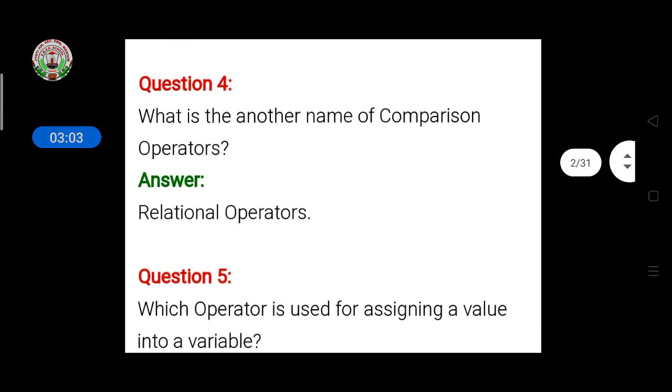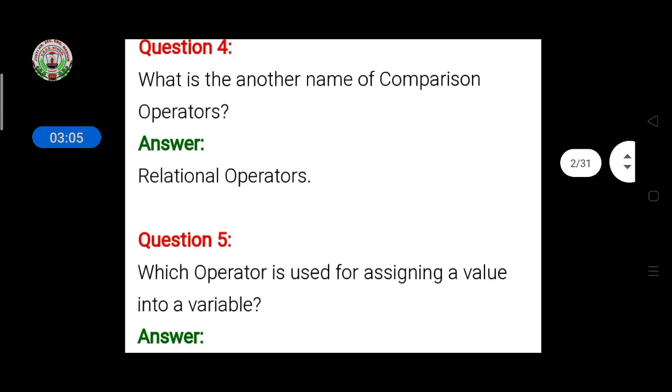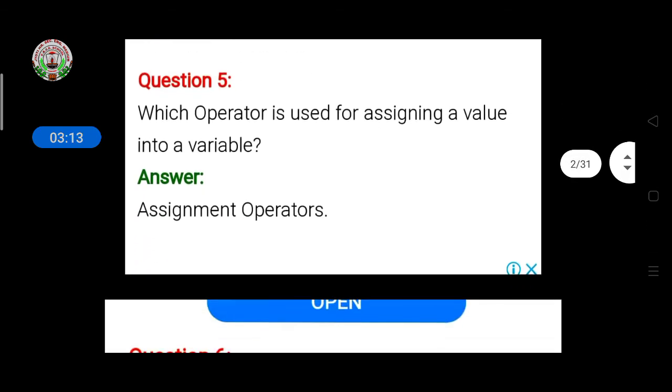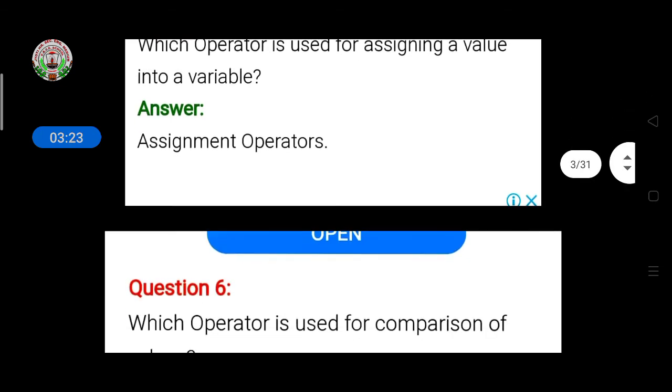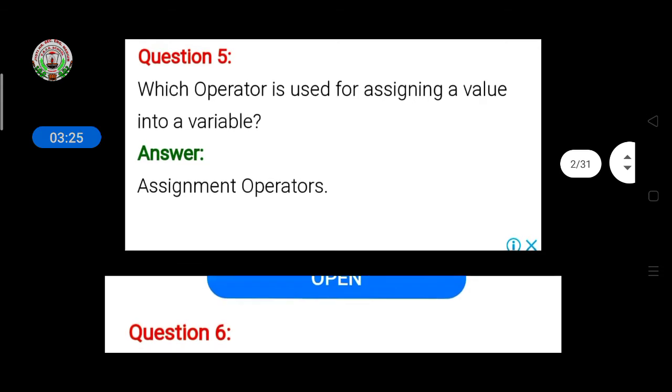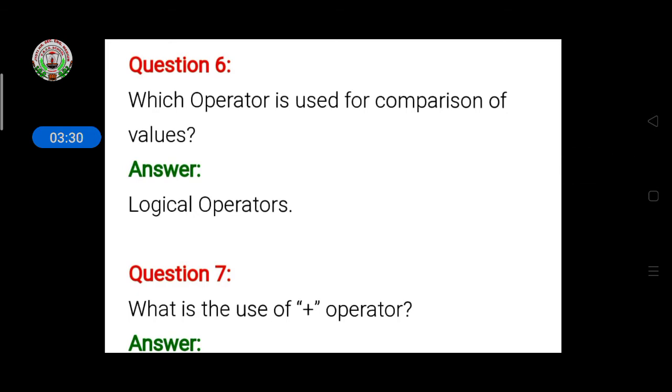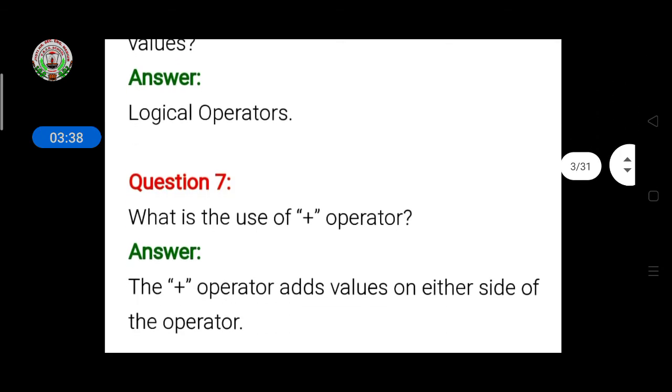Question number 4. What is the another name of comparison operators? Another name of comparison operators is relational operator. Question number 5. Which operator is used for assigning a value into a variable? It is the assignment operator. If you want to assign a value into any variable, it is known as the assignment operator. Question number 6. Which operator is used for comparison of values? Relational operators. Comparison means greater than, equal to, these are the comparison operators you know.